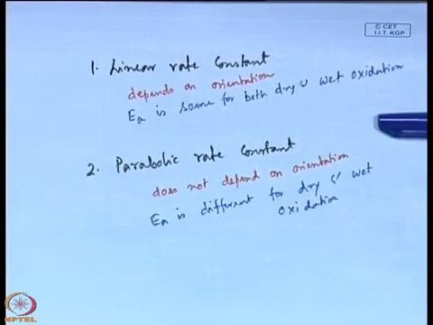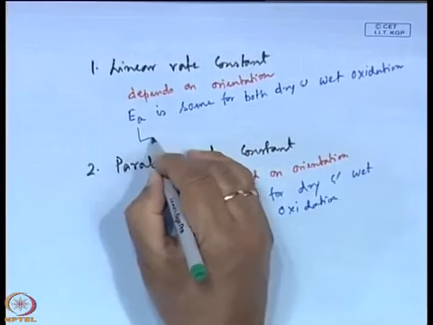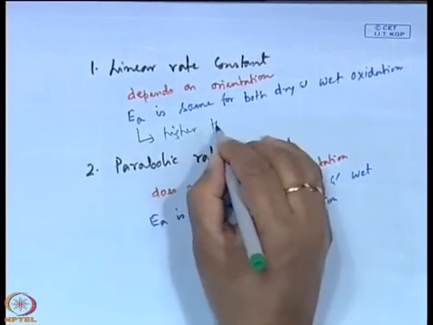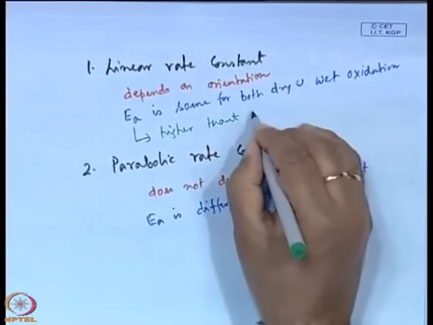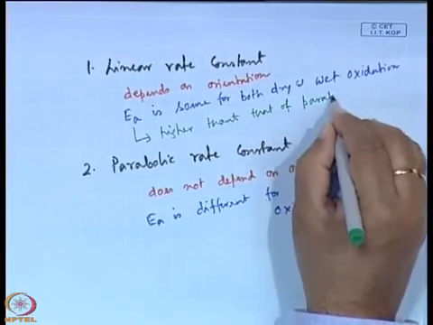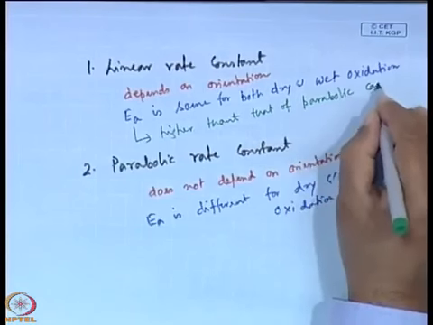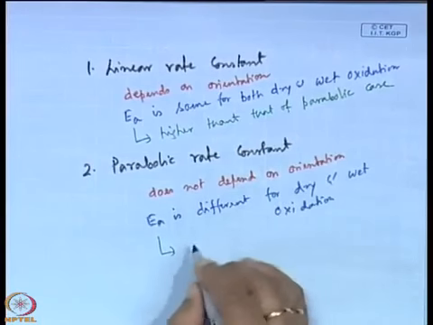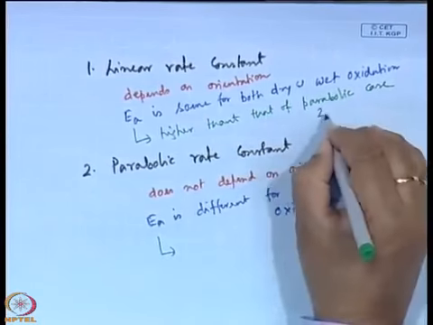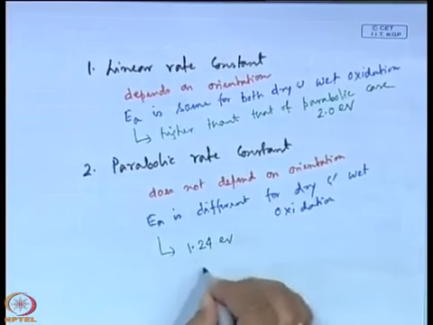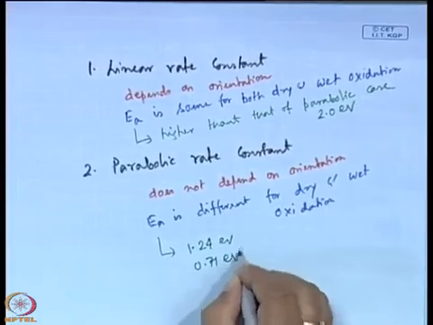And the third difference, which is the value of E A, this value is higher than that of parabolic rate constant, and this is lower than the linear rate constant. It is 2 electron volt, here it is 1.24 electron volt and 0.71 electron volt.